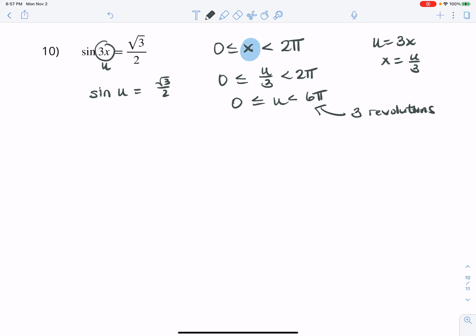So just like we saw with the sine wave, there were 3 cycles in one period of 0 to 2 pi. So this means we're going to have 3 times as many solutions. So this is going to be fun. So when we find our solutions, we not only have to consider the first revolution, but the next 2 as well. So if sine of u is equal to root 3 over 2, that lands me in the first and second quadrants, and the angle we should be thinking is 60 degrees.